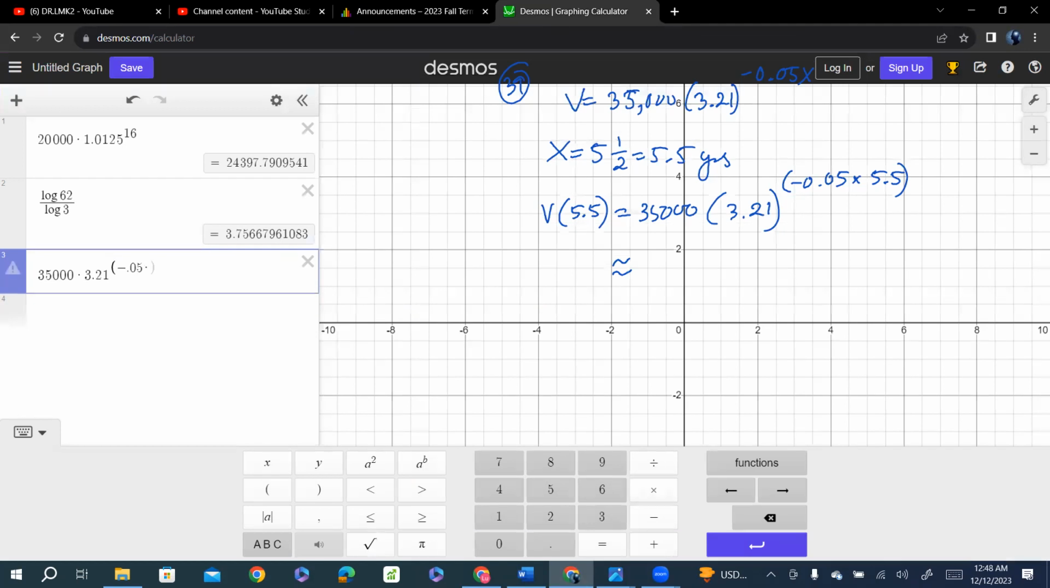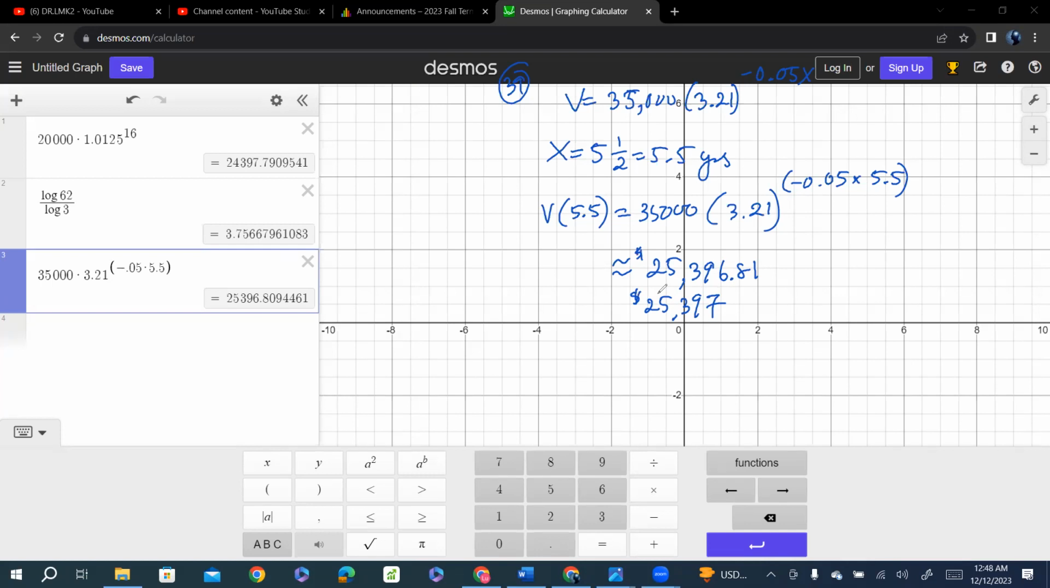0.05 times 5.5. If I hit enter, I get my answer. So I think they want us to round to the nearest value in dollars. So find it in terms of dollars. So it should be $25,396.81. But if this is the nearest dollar, it's $25,397. Let me just double check the answer here for 39.